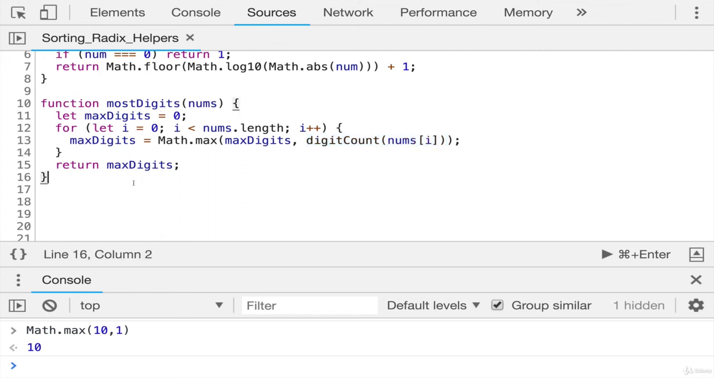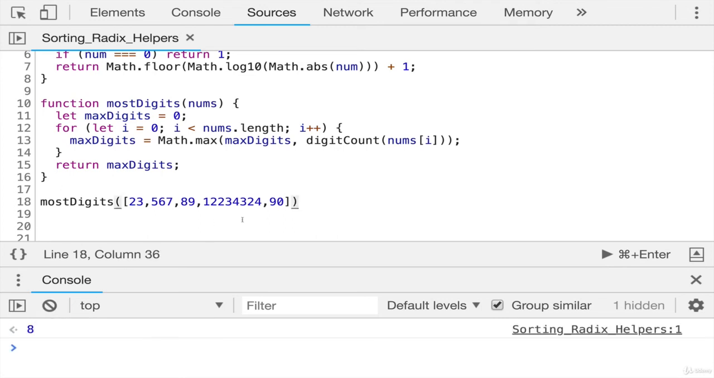So for each number. So if I do most digits of, let's see, 23, okay, of this, at the beginning, max digits will be 0, and then it loops through, and it becomes 2, because the largest number we've seen so far has 2 digits. But then next time through, it's 3. Next time through, it's still 3. Then it's whatever this is, and it stays at that. So let's run this, and I get 8, because this number presumably has 8 digits. It does. I just counted. Yep, 8 digits.